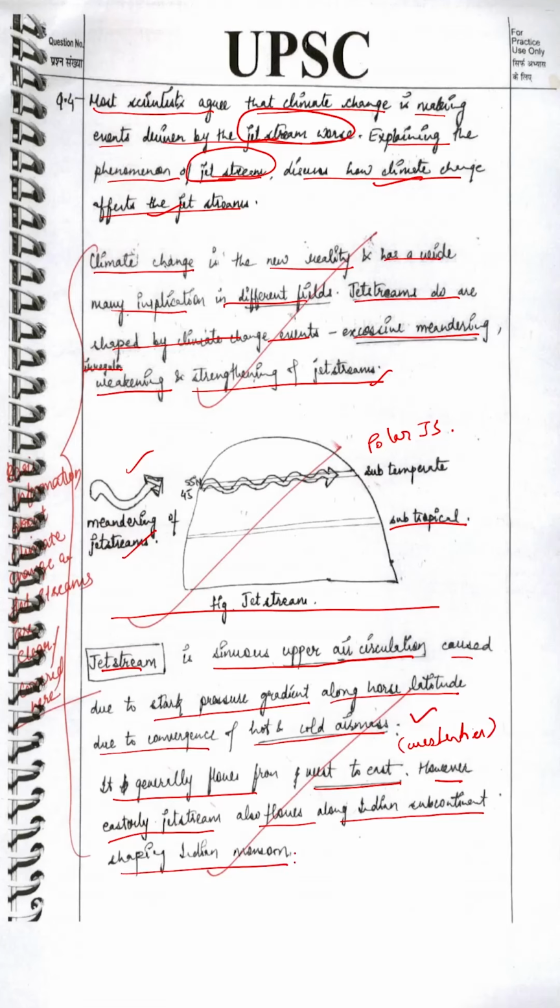So this is a local jet stream. Okay, this is a global jet stream which we are talking about, and this easterly jet stream is a local jet stream which is developed because of certain conditions during the monsoon period. So this is also highlighted in a quite good manner.